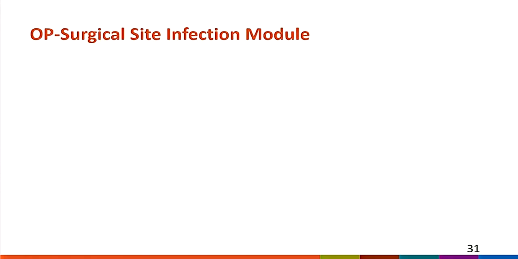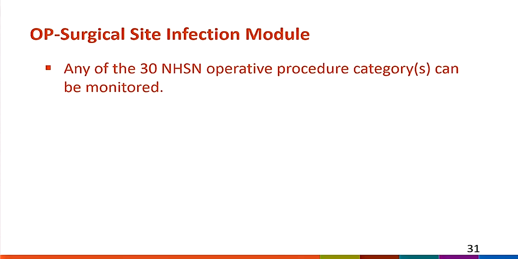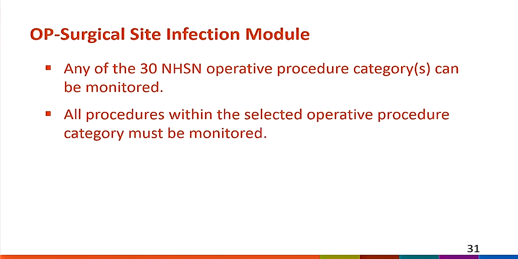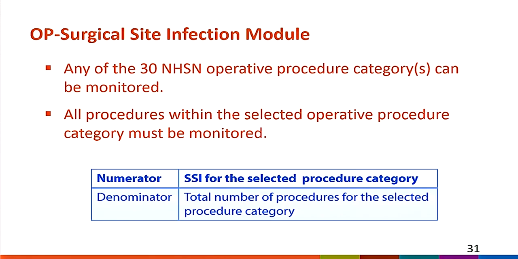An ASC may choose to monitor any or all of the 30 NHSN operative procedure categories that are available to ASCs, or as otherwise specified by mandates and other reporting requirements. All procedures within the selected operative procedure category must be monitored for SSIs, and the numerator is all SSIs that are identified for the selected operative procedure category, and the denominator is the total number of procedures for that selected operative procedure category.